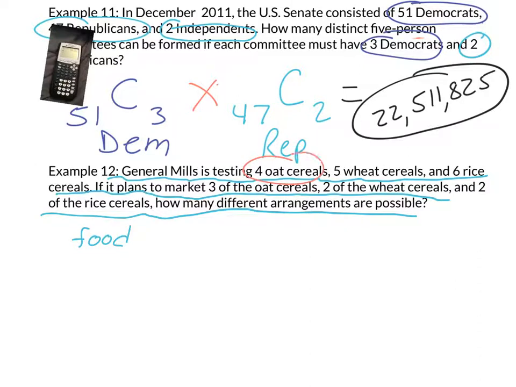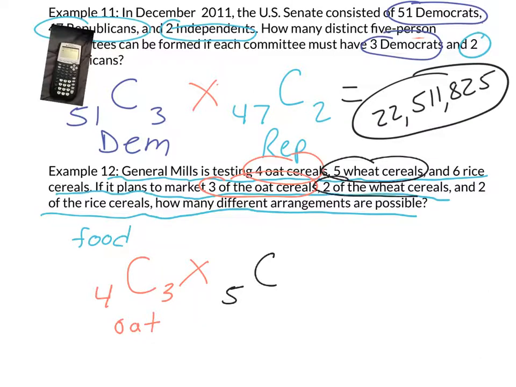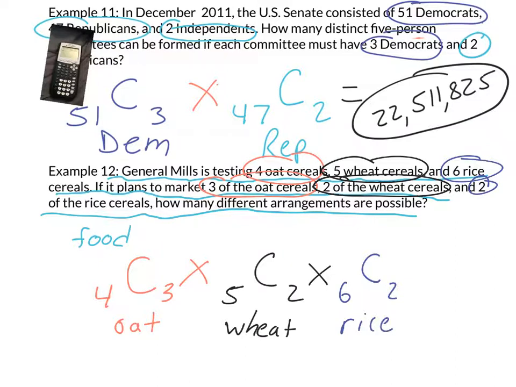There were 4 oat cereals, and we are choosing 3 to market. So for combination 3 times. Now the wheat cereals. There were 5 wheat cereals, and we are choosing 2 to market, times, finally, the rice cereals. There were 6 rice cereals, and we are choosing 2 to market.